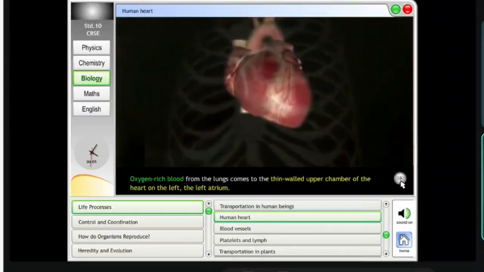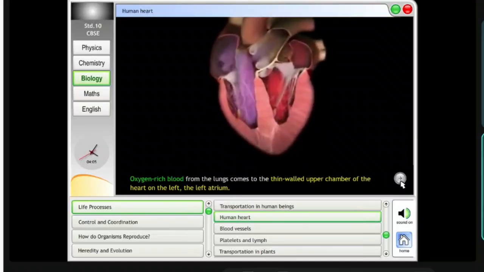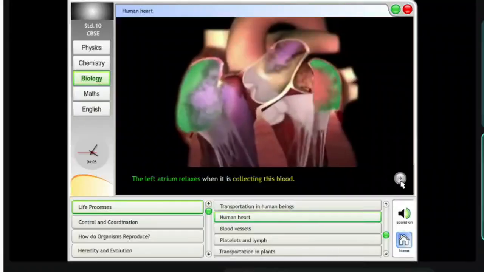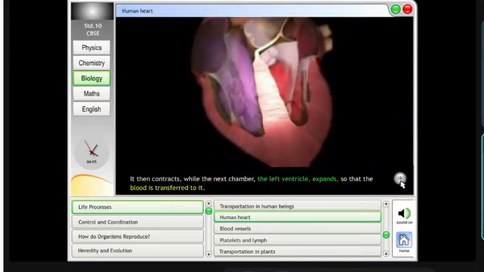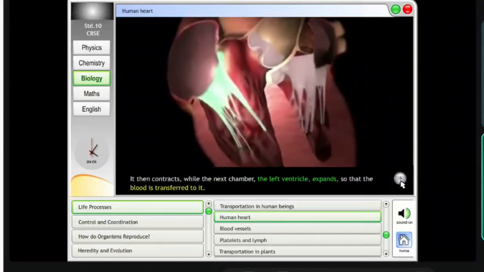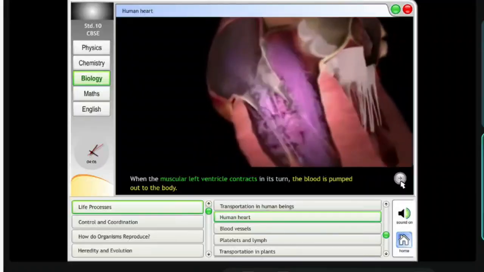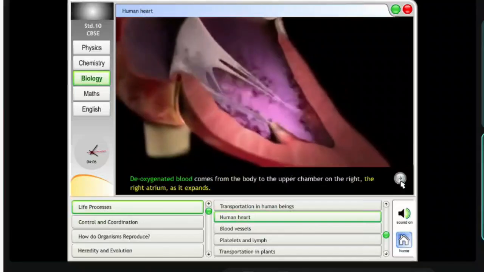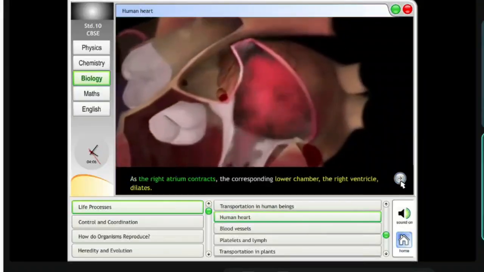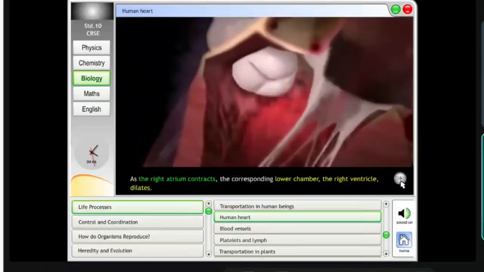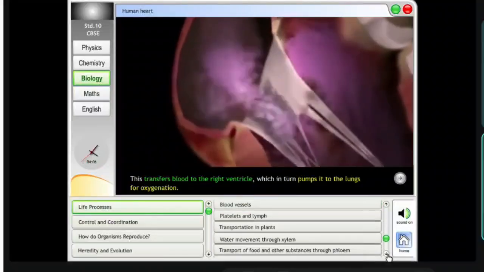Oxygen-rich blood from the lungs comes to the thin-walled upper chamber of the heart, the left atrium. The left atrium relaxes when it is collecting this blood. It then contracts, while the next chamber, the left ventricle, expands so that the blood is transferred to it. When the muscular left ventricle contracts in its turn, the blood is pumped out to the body. The oxygenated blood comes from the body to the upper chamber, the right atrium, as it expands. As the right atrium contracts, the corresponding lower chamber, the right ventricle, dilates. This will go on like this, explaining all this. The right ventricle in turn pumps into the lungs for oxygenation.